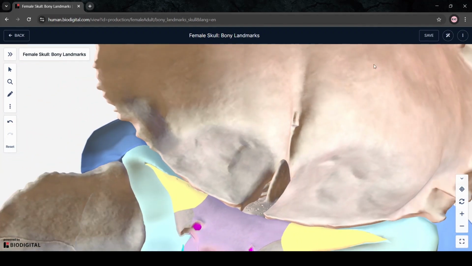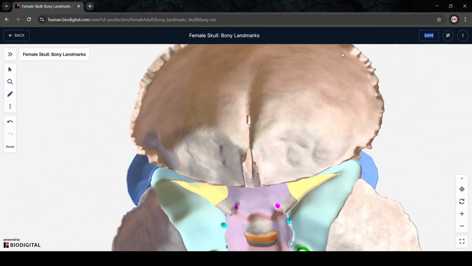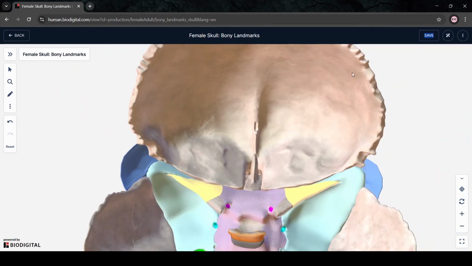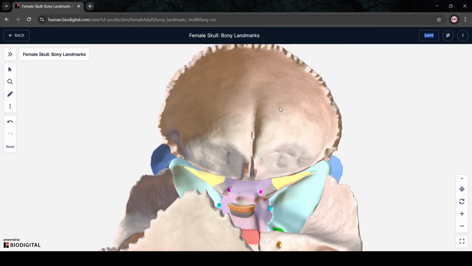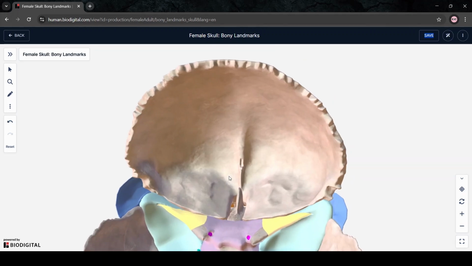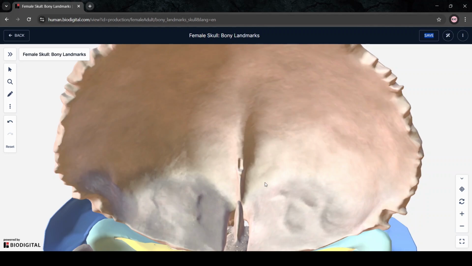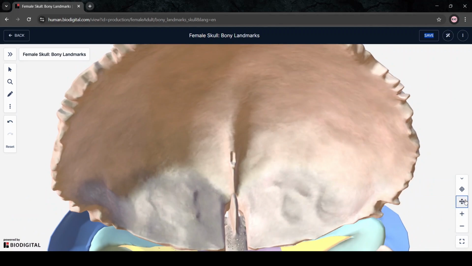Now, moving on, I just want to summarize the foramina that are present inside the anterior part of the cranial fossa. We have the foramen cecum. Oh, and I forgot to mention the anterior and posterior ethmoidal foramen, which are present right here.